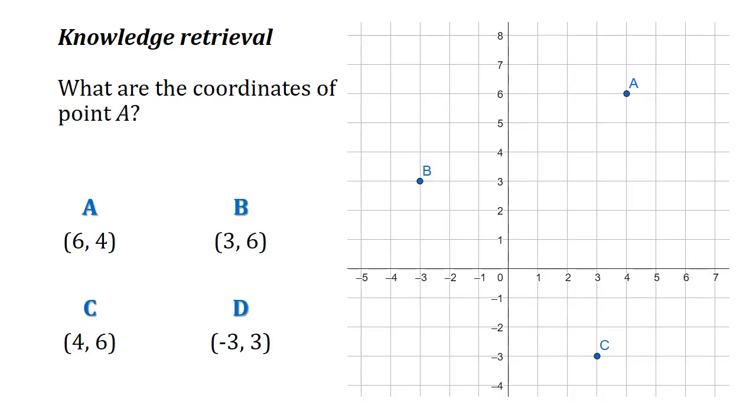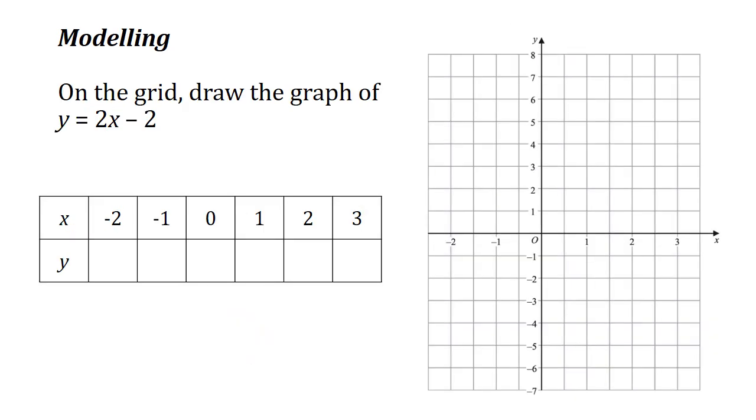Now some coordinate questions. Which of these 4 are the correct coordinates of point A? Starting from the origin, we go along the corridor first, then up the stairs. We can see that the coordinates of A are 4, 6. Pick out the right coordinates of the point B. Again, starting from the origin, we're going to go left along the corridor first to negative 3, up the stairs to 3, meaning that D was the correct answer.